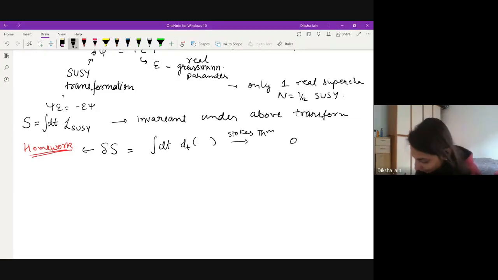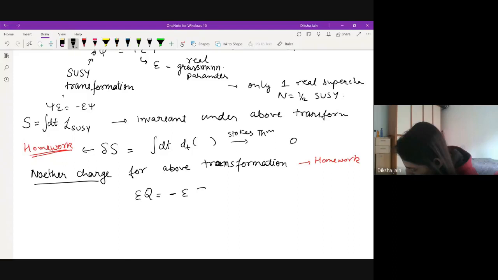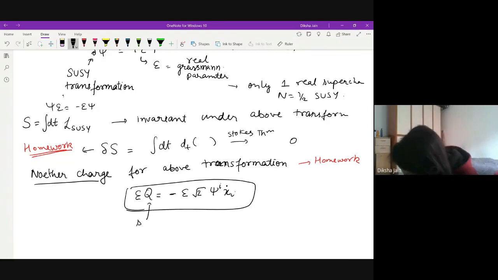Now, you can compute the Noether charge corresponding to the above transformations. So this is also a homework: compute the Noether charge. I am representing the Noether charge by Q. You will find ε times Q to be minus ε square root of 2 ψ_I ẋ_I. And this is the supercharge. So the Noether charge corresponding to this symmetry is called the supercharge. And the supercharge is basically ψ_I ẋ_I. This you will find.